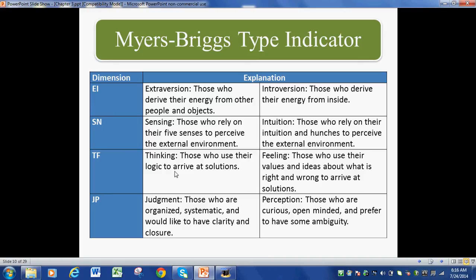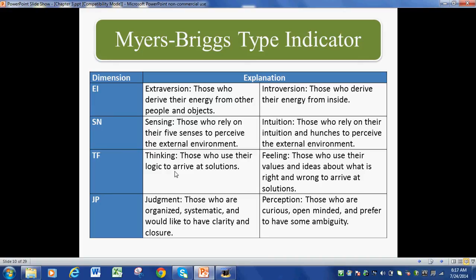S and N. Sensing: those who rely on their five senses to perceive the external environment, right? So you only believe what you see. If I can't see it, then I don't believe it. Intuition: those who rely on their intuition and hunches to perceive the external environment. Which one's right? Well, you have to have a little bit of both. You have to have some of that intuition, or mother's intuition, or have hunches that you may know and follow. And you also have to depend on your senses, because you have to know what reality is as well.